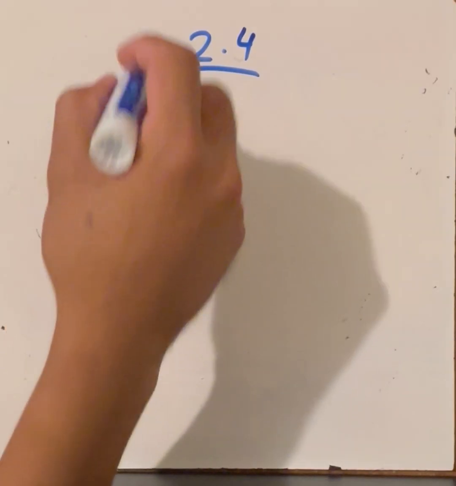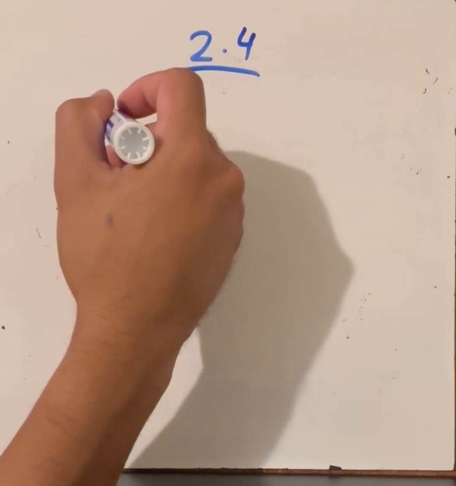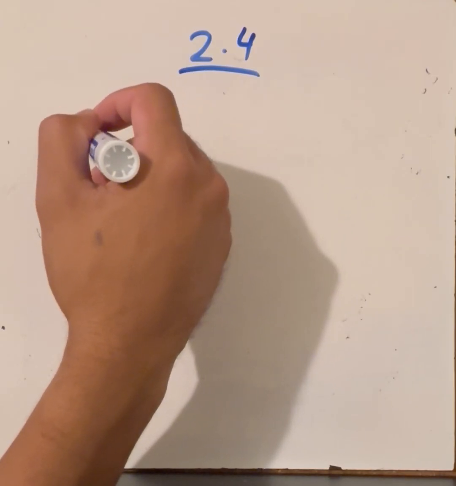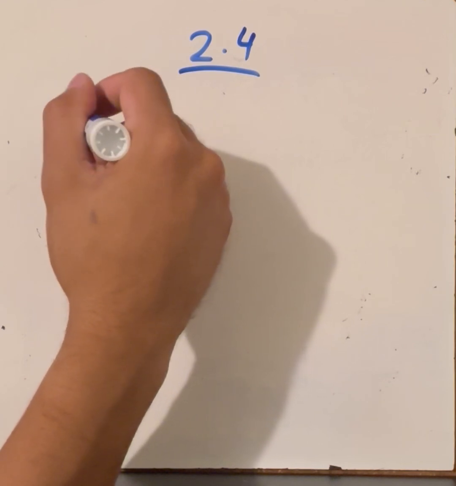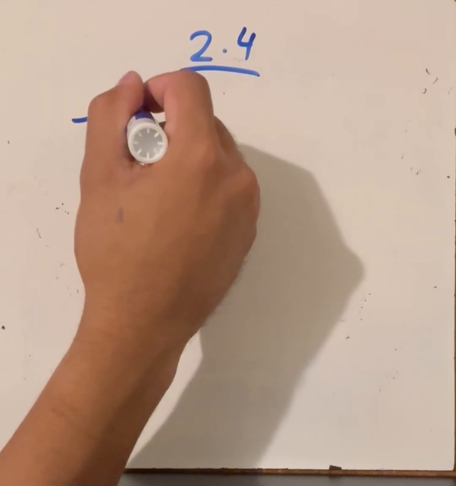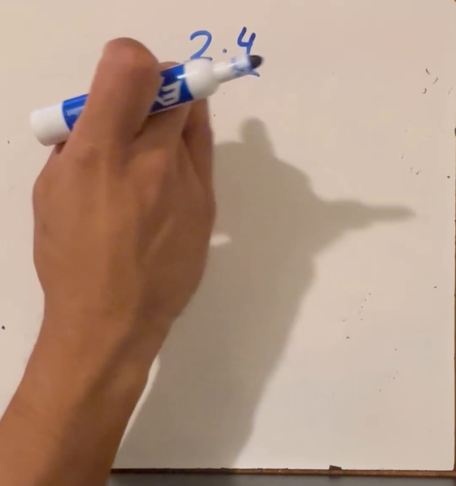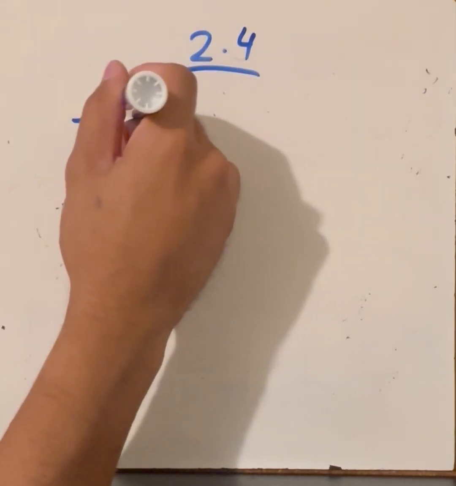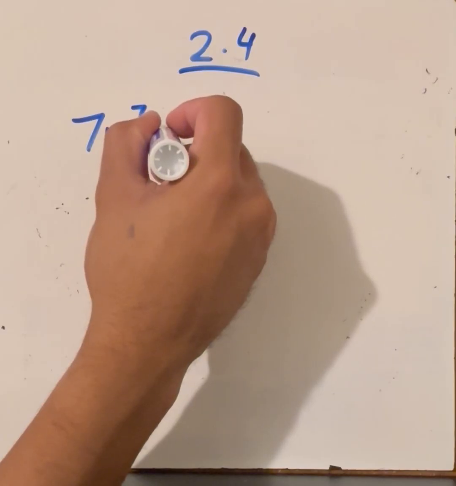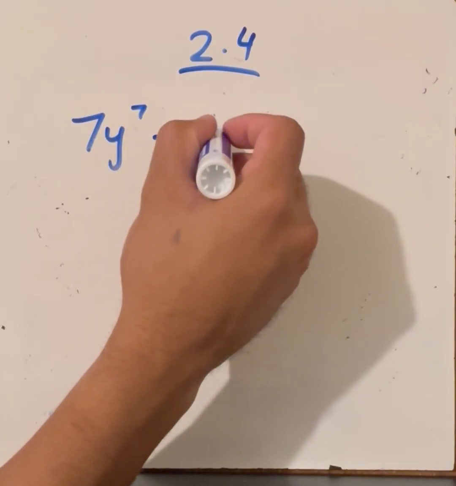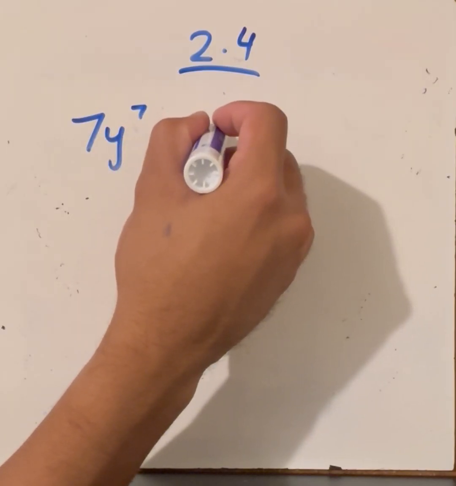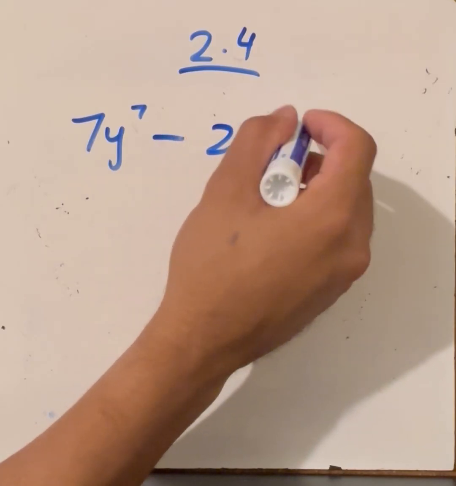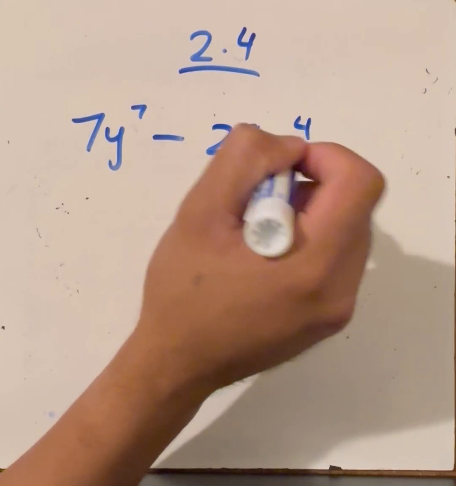Taking a look at one more question like this. Let's say that we had 7y to the 7, minus 28y to the 4th.